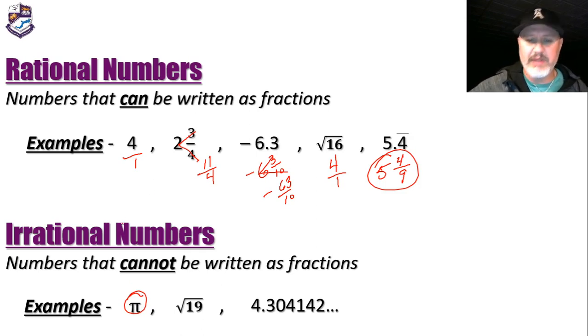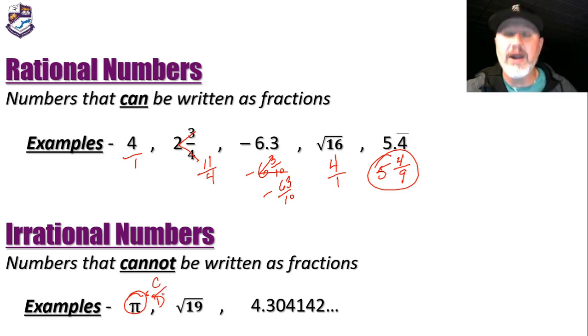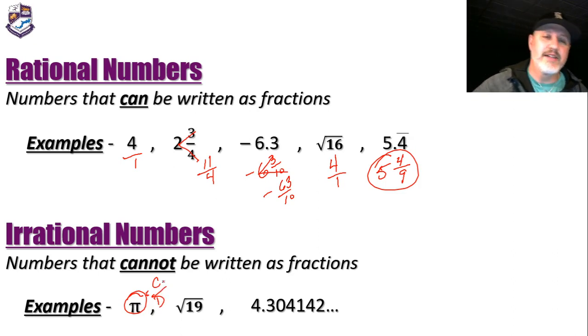It's kind of funny though, because some people know pi as circumference divided by the diameter. And you say, well, that's a fraction. How come it's not a rational number? That's a good question, but just know that pi goes on forever without repeating, so it's irrational, okay?